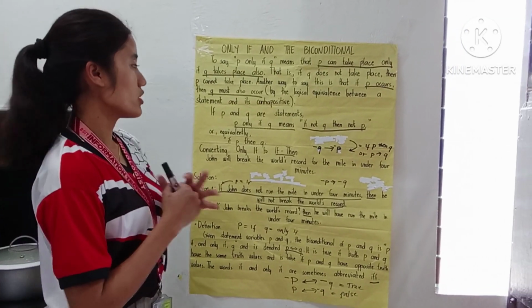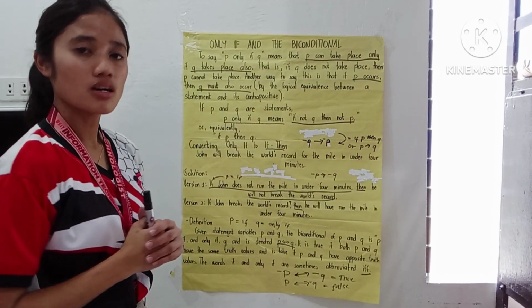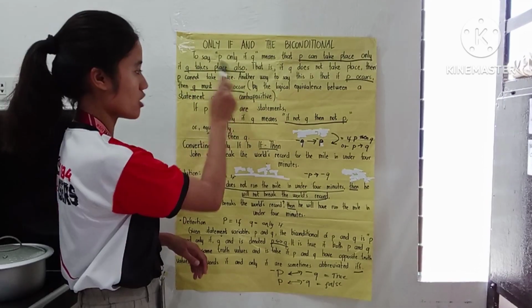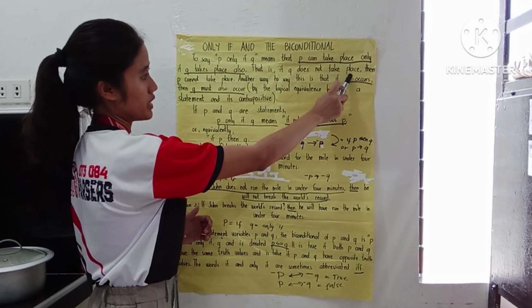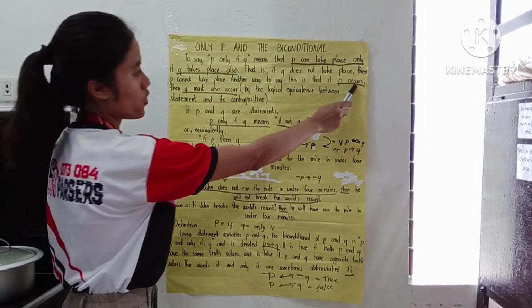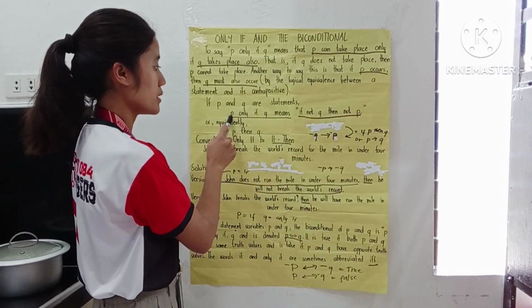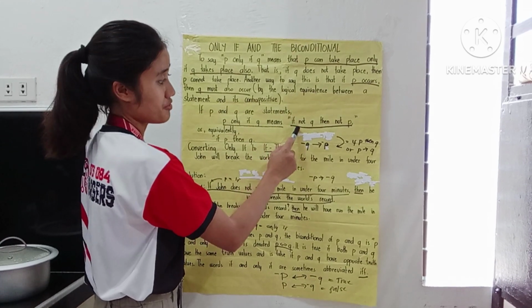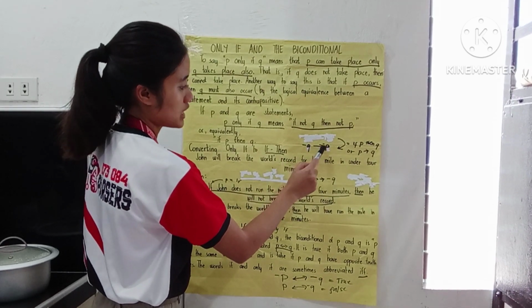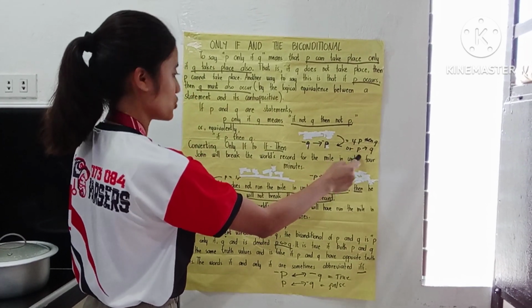Okay, I'm going to discuss only if and the biconditional. To say P only if Q means that P can take place only if Q takes place also. That is, if Q does not take place, then P cannot take place. Another way to say this is that if P occurs, then Q must also occur. If P and Q are statements, P only if Q means if not Q, then not P, or not Q implies not P. It is equivalent to if P, then Q, or P implies Q.